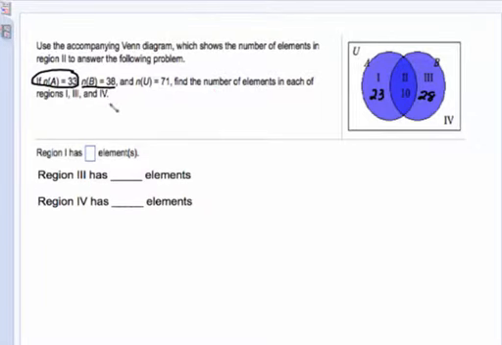And then find the number of elements in each of these regions, region 1, 3, and 4. Well, region 1, we said was 23. Region 3 over here has 28 elements. And region 4, that's what's left over here. To find out what's left over there, we know there are 71 in the whole survey, and we've already accounted for, adding this up here, 61. So if you subtract 71 minus 61, it is 10.